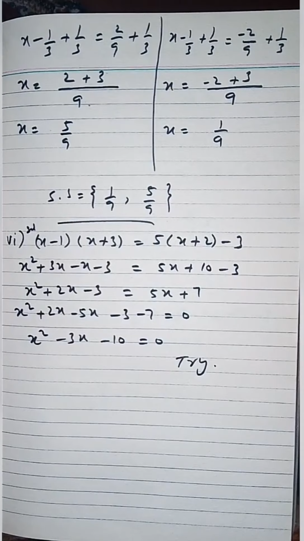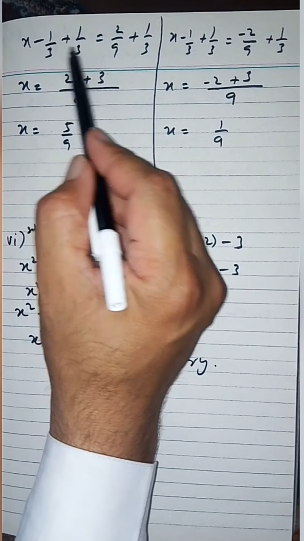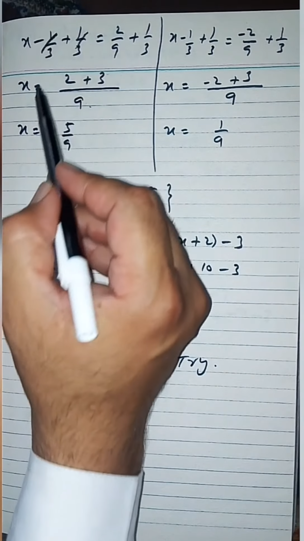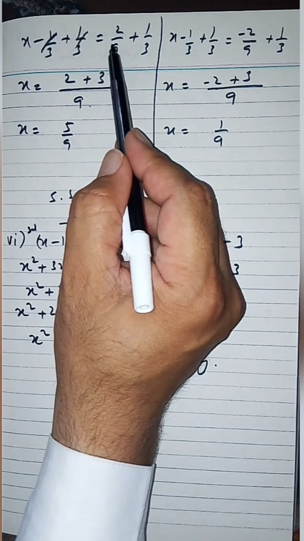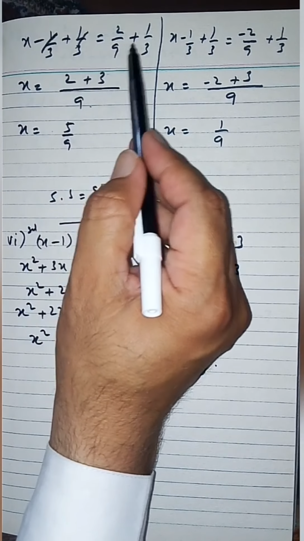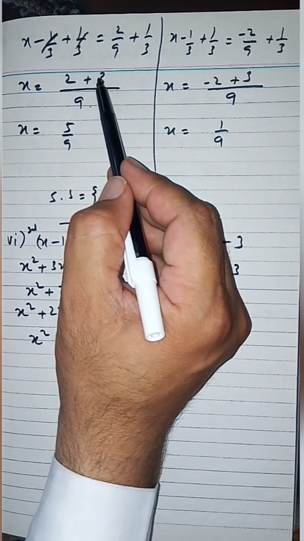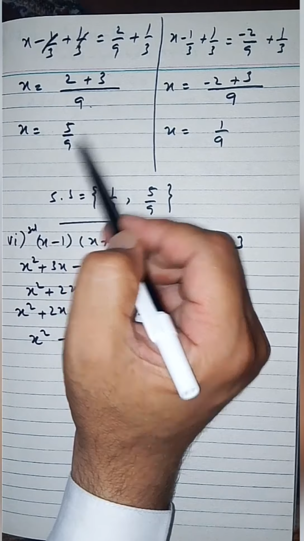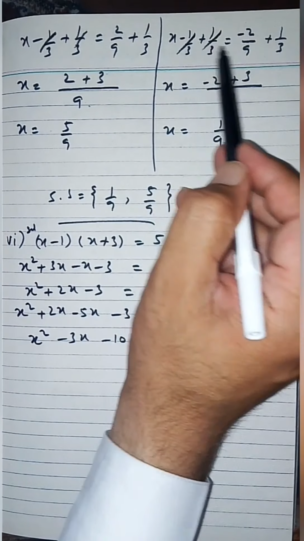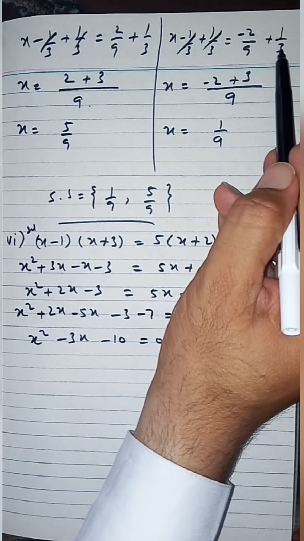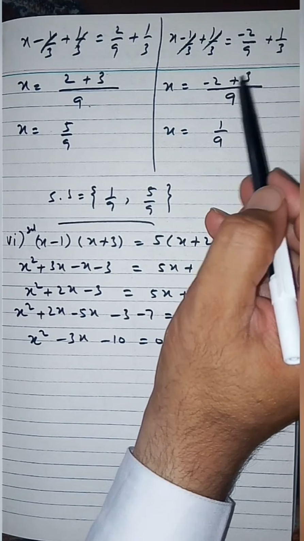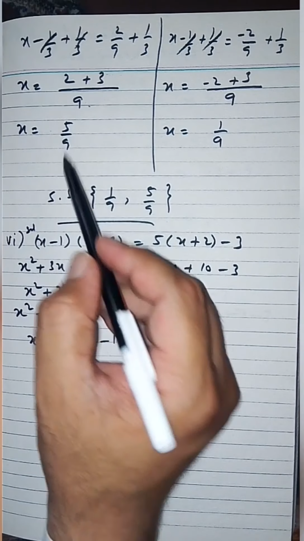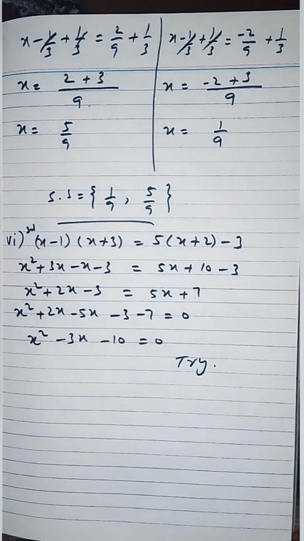Now add 1 by 3 on both sides here, so these two cancel each other. We get x equals to, take the LCM of this, which is 9. So 9 ones are 9, so 1 twos are 2, and 3 threes are 9, so 3 ones are 3. 2 plus 3 we get 5 by 9. Here these two cancel each other, and minus 2 by 9 plus 1 by 3, take the LCM, which is 9. So here minus 2, 3 threes are 9, so 3 ones are 3. Here we get 1 by 9. 5 by 9 and 1 by 9 are the roots of the given equation. The solution set is this.